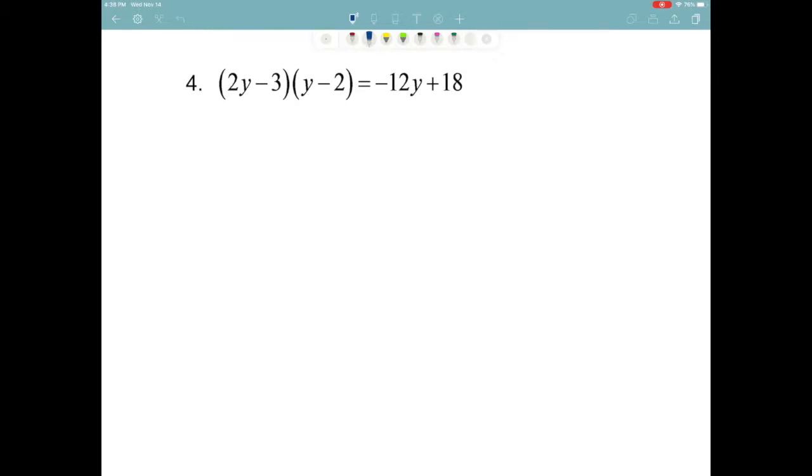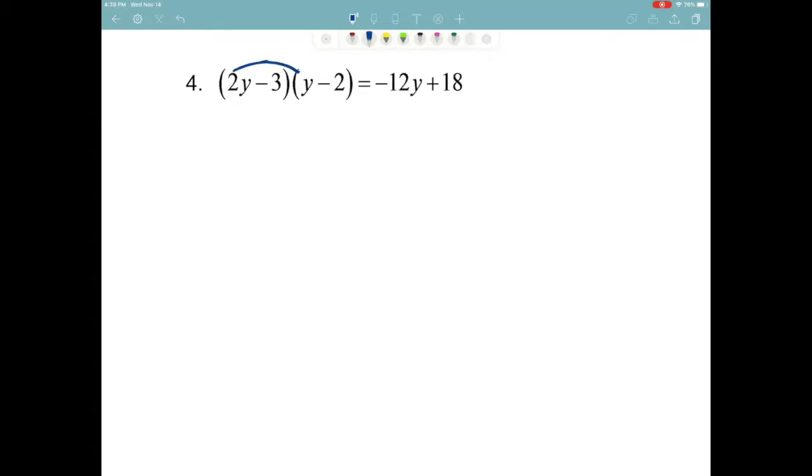Number 4, we have the quantity of 2y minus 3 times the quantity of y minus 2 equals negative 12y plus 18. With this one, we can tell this is going to be quadratic because when we multiply the two binomials together, we're going to get a y squared term. So let's go ahead here and simplify the left side by multiplying it out.